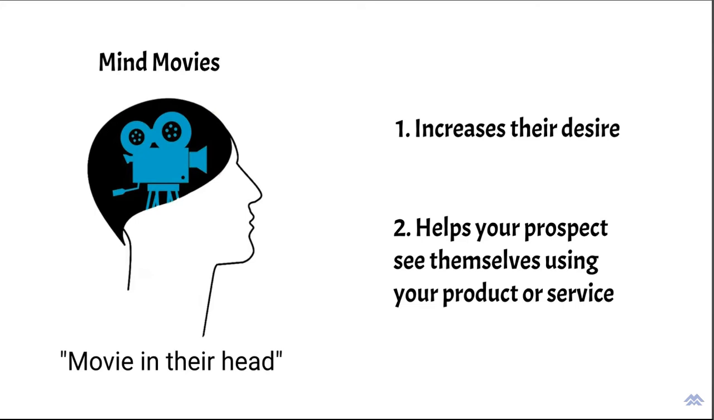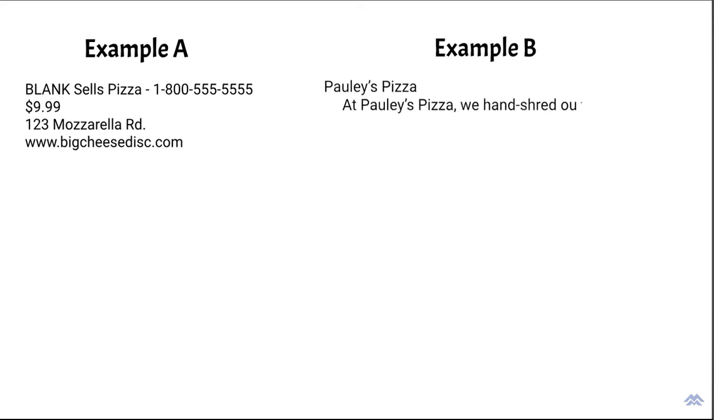Which would you rather buy? Example A, blank sells pizza, 1-800-555-5555, $9.99, 123 Mozzarella Road, www.bigcheesedis.com. Or example B, Polly's Pizza.